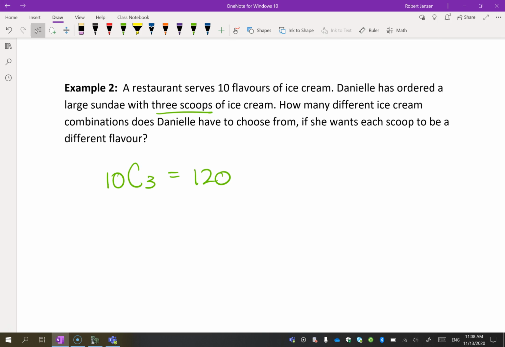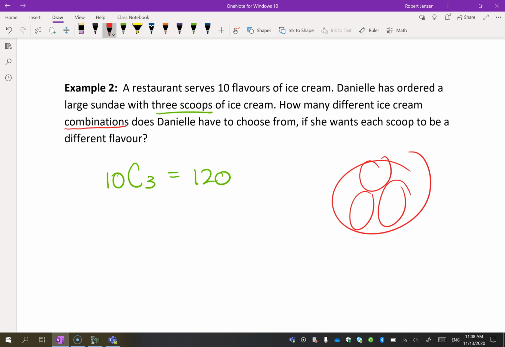So let's look at some questions for combinations. A restaurant serves 10 scoops of ice cream. Danielle has ordered a large sundae with 3 scoops. How many different ice cream combinations, it even uses the word combinations, does Danielle have to choose from? Think about your bowl. How you put those scoops in there really doesn't matter. As long as you have those 3 flavors, you don't care the order that they're put in. You don't care if the restaurateur puts in the vanilla first and then the chocolate, or vice versa. So order doesn't matter, it's a combination.